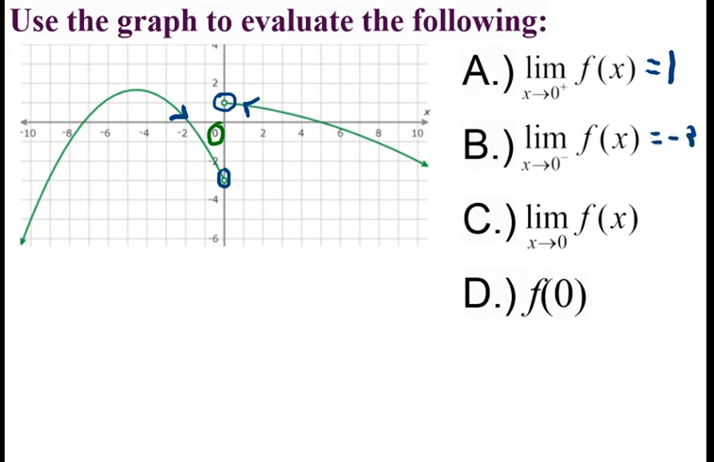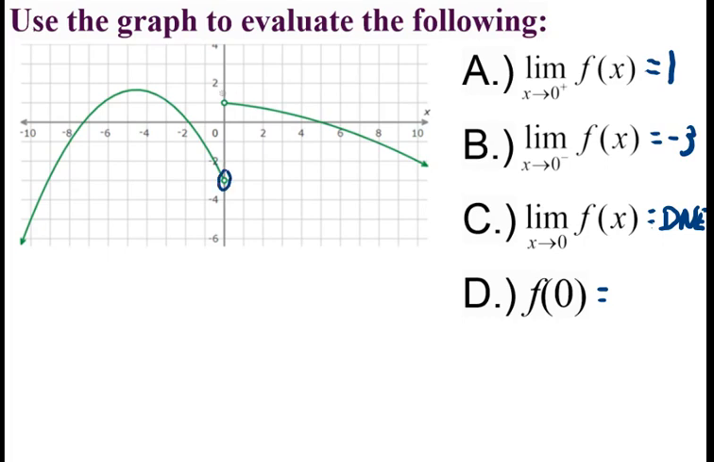So remember, two-sided limits only exist if they approach the same number from the left and from the right. So since this approaches 1 and -3, that means that the two-sided limit would not exist. But then when we actually evaluate, what does f of 0 equal? Remember, that just means we look at 0 to see where it's actually evaluating to.